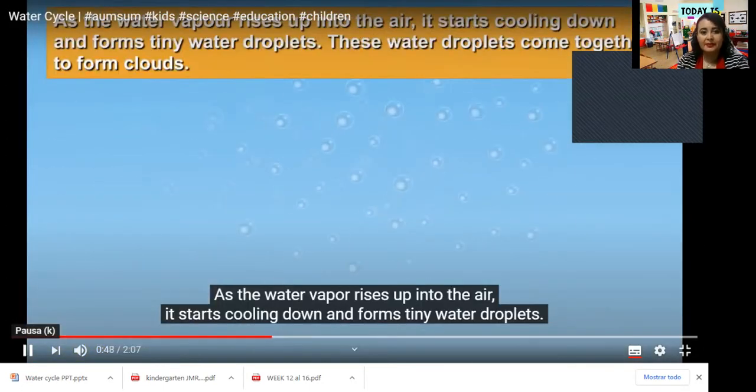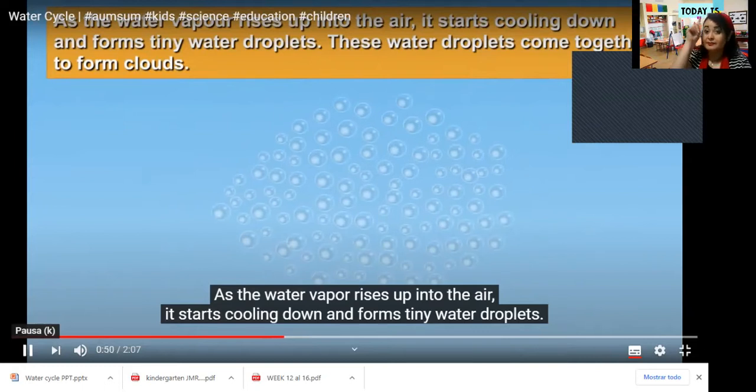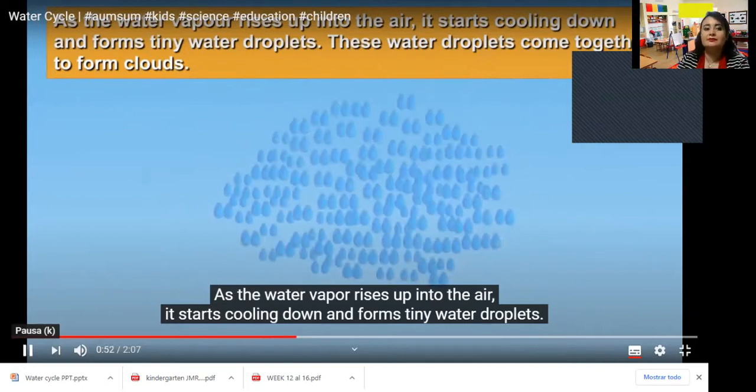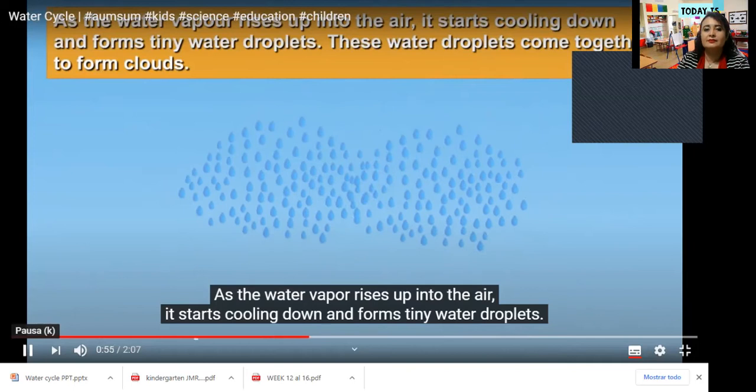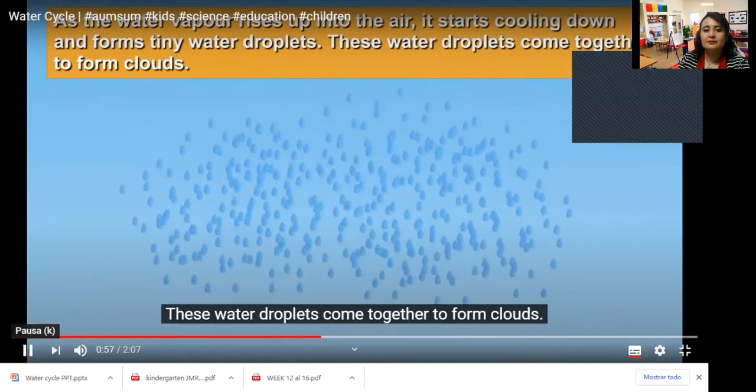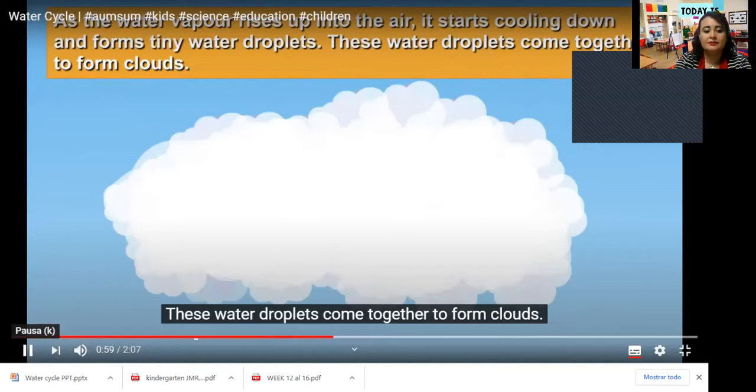As the water vapor rises up into the air, it starts cooling down and forms tiny water droplets. These water droplets come together to form clouds.